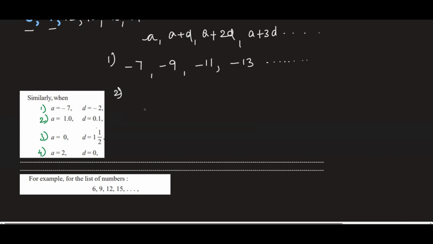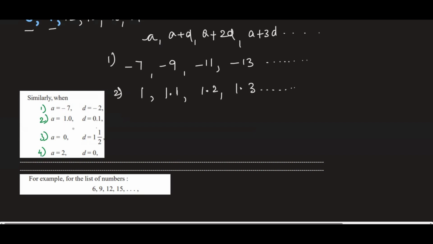Now for the second question, A is actually 1.0, or just 1. So A is 1 and D is 0.1. Basically, we'll have to add 0.1 to the preceding term. So 1 plus 0.1 is 1.1, then 1.1 plus 0.1 will become 1.2, then 1.3, and so on.